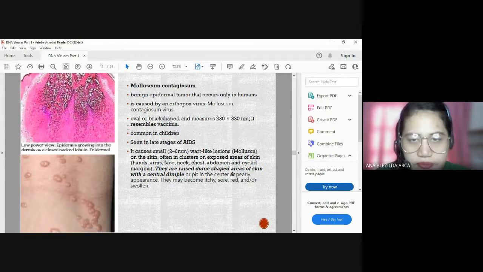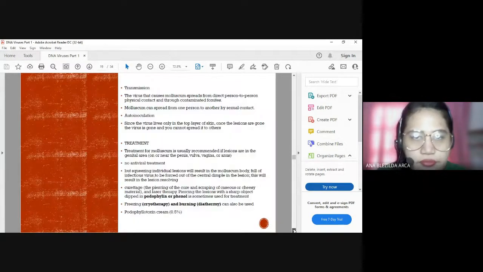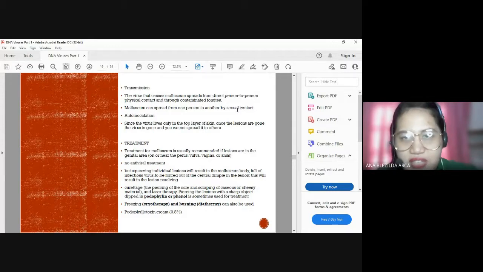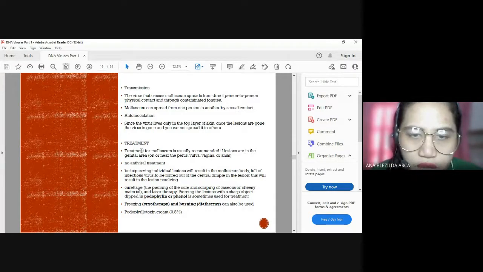So nakikita rin siya sa children, pwede rin, and also in late stages of AIDS infection. So for the transmission of the Molluscum contagiosum, makukuha mo siya through person-to-person contact, physical contact, or through infected fomites. Pwede rin sa sexual contact. Kaya nga, sinano mo siya sa HIV infection. So ano ba ang treatment niyan?